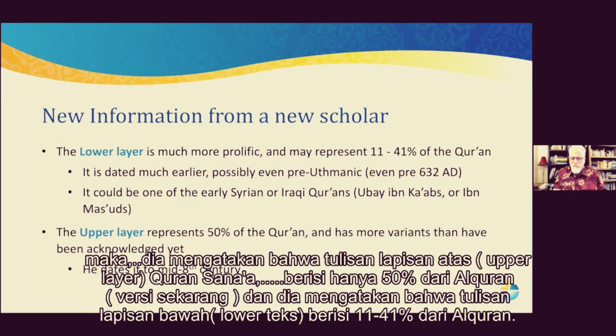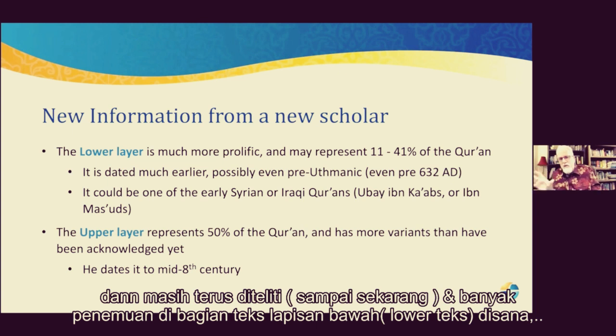The upper layer, he says, represents about 50%. So 50% for the upper layer. He's saying that the lower layer could be anywhere from 11 to 41% of the Quran. He's still now looking at all of it, and he's finding out an awful lot of text down there.